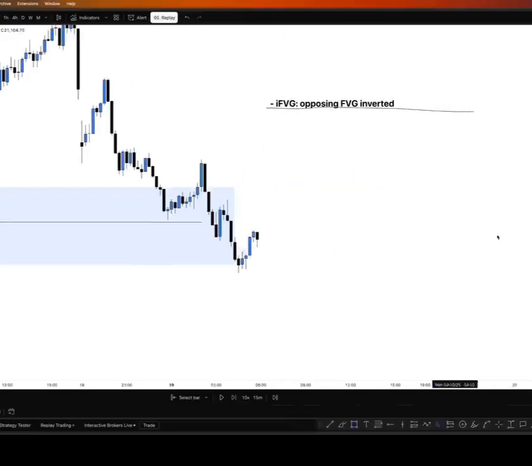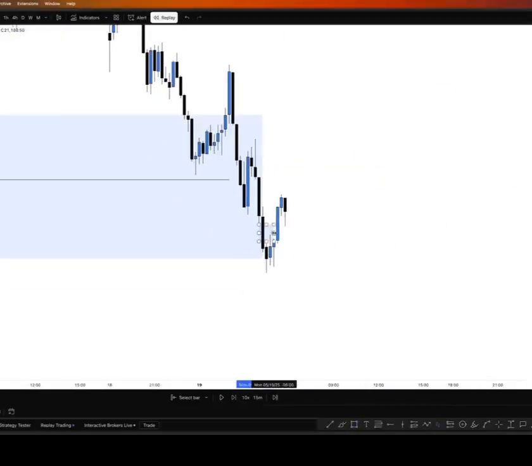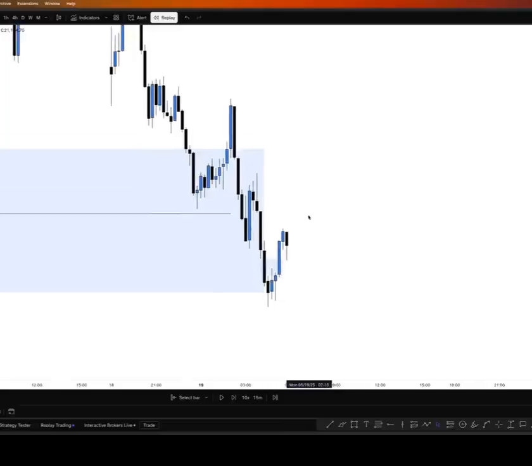Now notice right here we had a fair value gap. What happened to this fair value gap? Well, the market closed a candle through it. That shows that the market is responding in a bullish way because this shouldn't happen if the market were bearish. And if the market is doing bullish things at these key levels, then we know there's a high probability the market is going to move up.